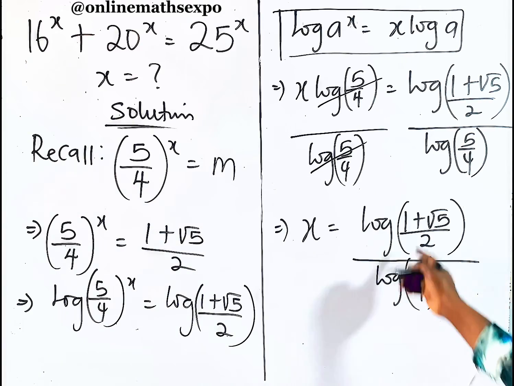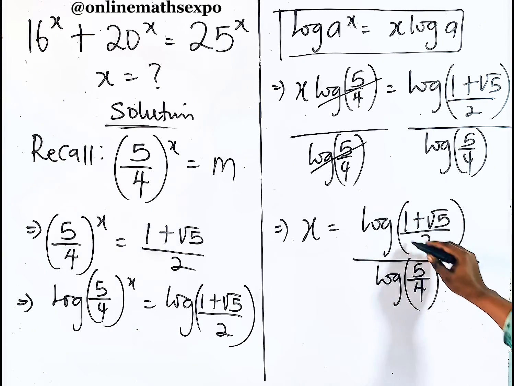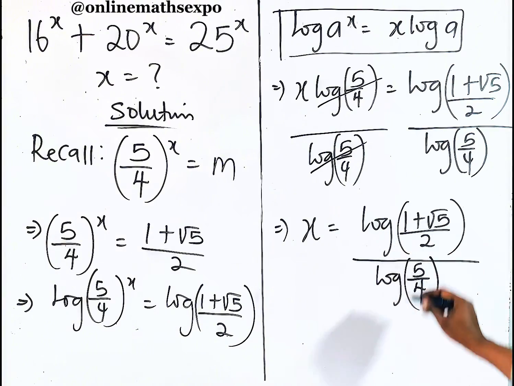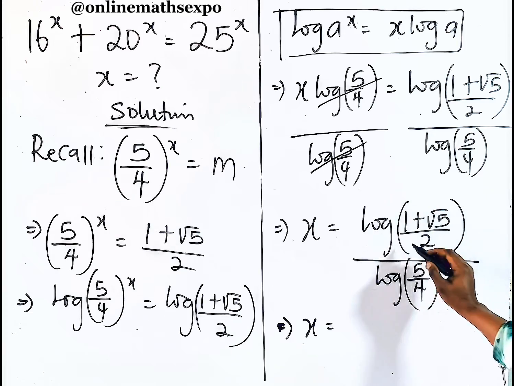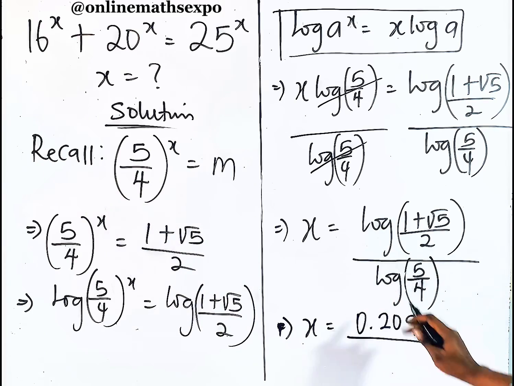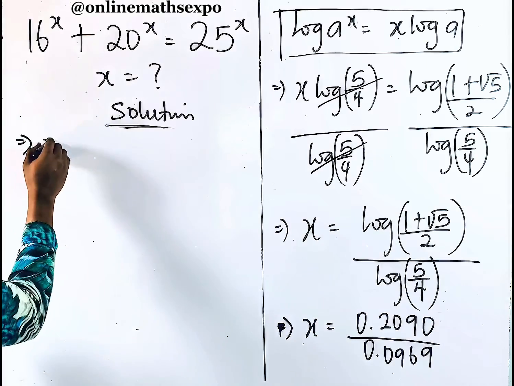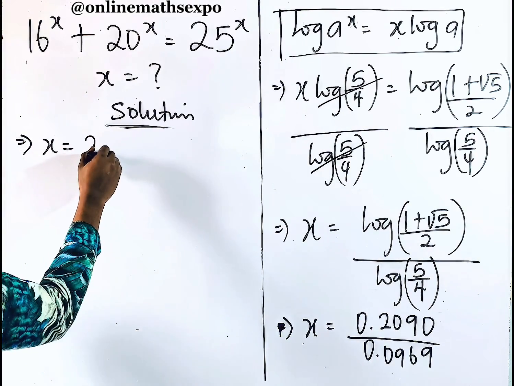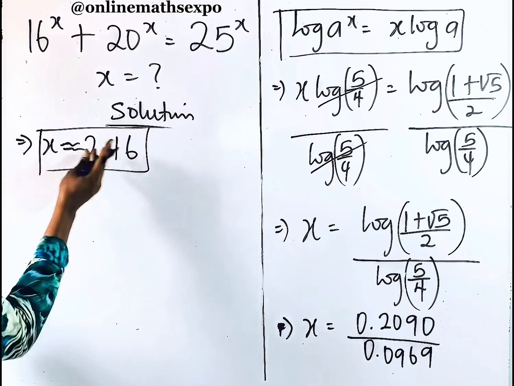Now quickly, if you want to leave it in a numerical form, we are going to plug in the log of this value in the calculator, and that gives us x is equal to, for plugging this we have 0.2090 divided by, plug this denominator we have 0.0969. Divide this, we are going to have x is equal to 2.16. That is the approximated value of x in a numerical form.